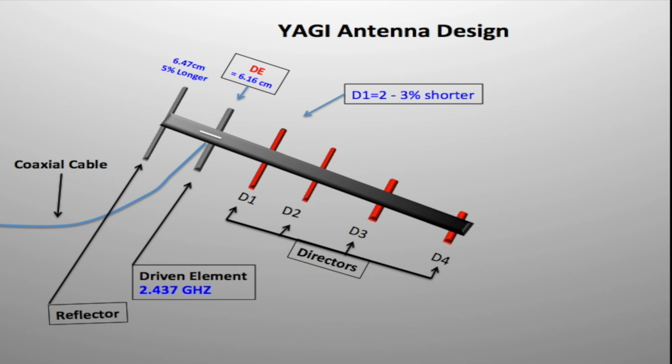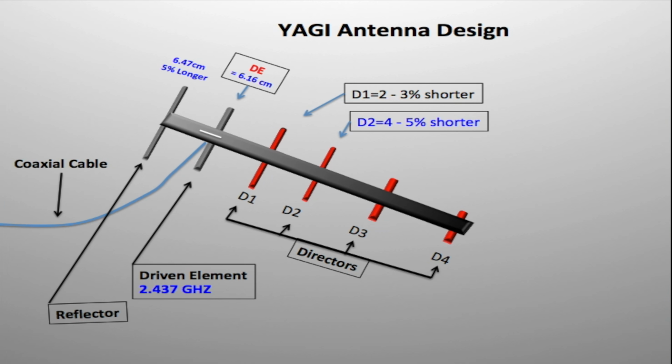Now, director 1 is the most important director because it has the biggest influence on gain and impedance. Director 2 continues the trend. This one is typically 4 to 5% shorter than the driven element. You'll notice we are not shortening randomly. We are creating a smooth progression, not big jumps.